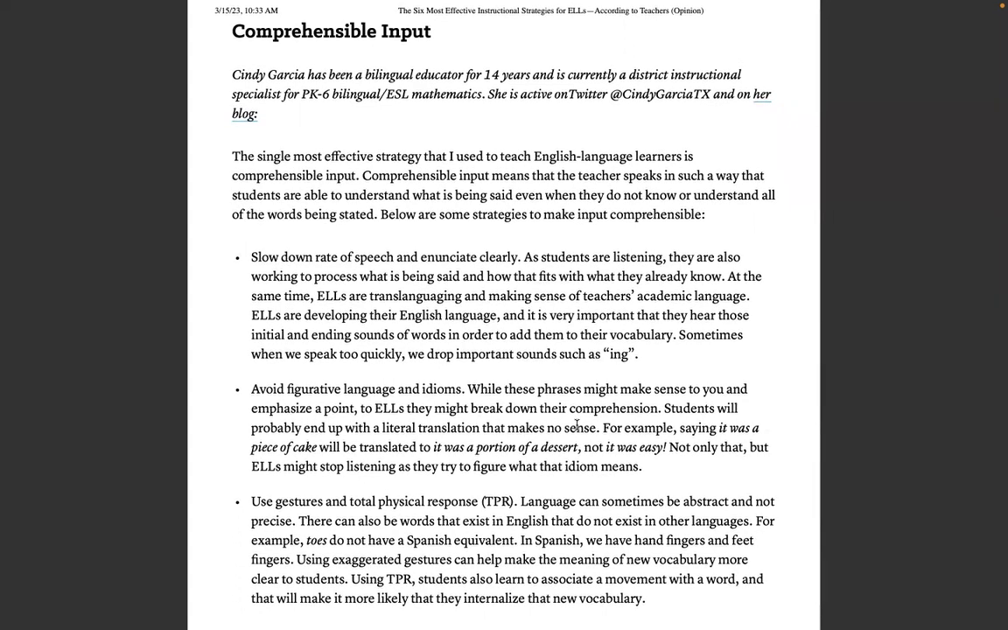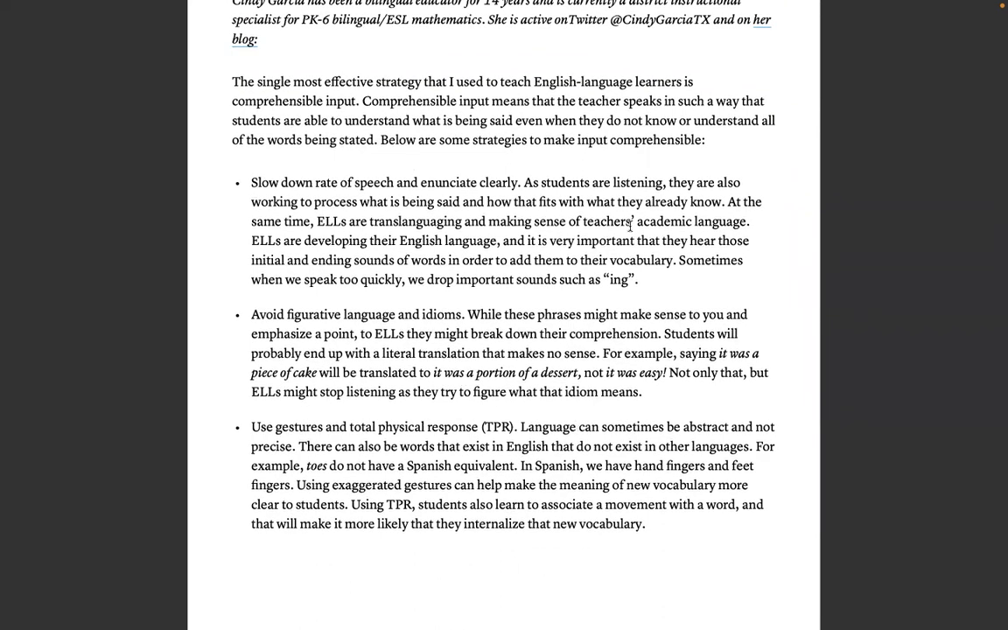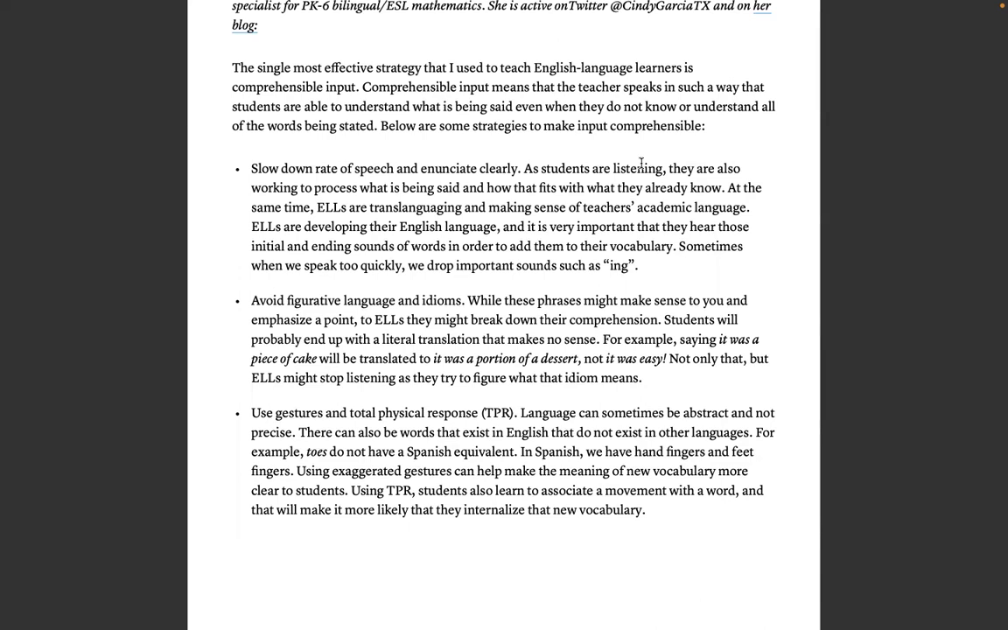Comprehensible input. We sort of spoke on it a little bit, and the woman before spoke on it, as far as making sure that we are being good models for our students. Comprehensible input means that the teacher speaks in such a way that students are able to understand what is being said, even when they do not know or understand all the words being stated. Below are some strategies to make input comprehensible. Comprehensible means understandable. To comprehend something is to understand something. So we need to make it to where what we're doing makes it more comprehensible. One of the things we can do, and we spoke about, is to slow down rate of speech.